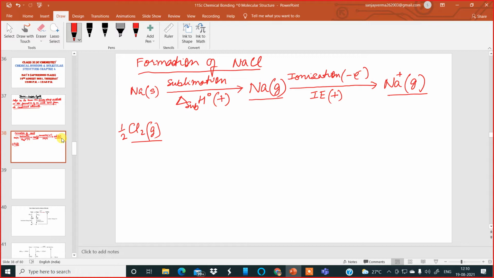and come down to chlorine. Now this chlorine molecule has to be dissociated. So we have to allow it to dissociate. So, dissociation. The energy involved over here is half delta dissociation H naught. This is also plus. We have to give the energy required by the chlorine molecule to split into chlorine atoms in the gaseous state.